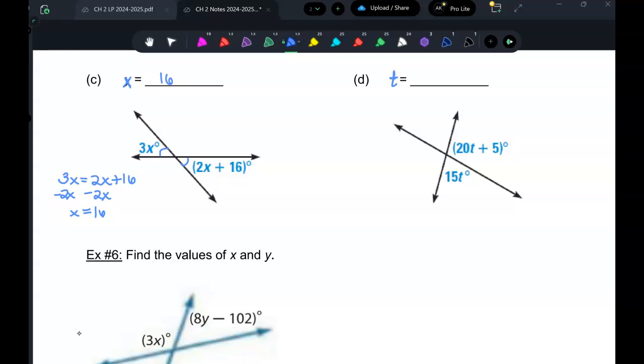We call this a linear pair. What do we remember about a linear pair? They're not equal, but they add up to 180. So, 20t plus 5 plus 15t.